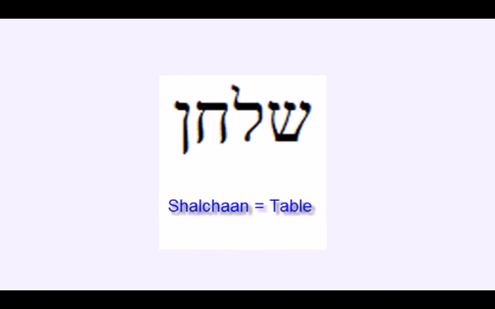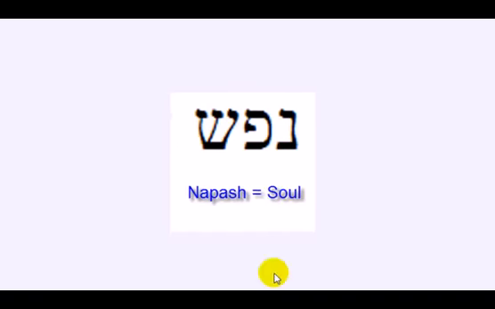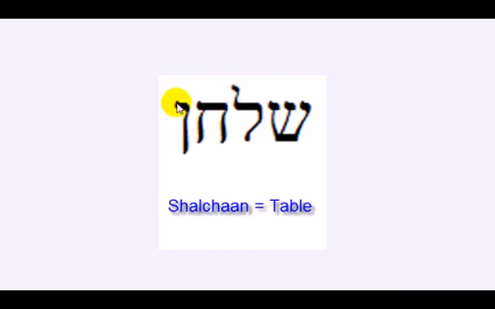But now in the case of shalkhan, which means table, you have the final na. Notice back here you had the na at the beginning of the word, so that's why you would use this regular one. Same way if it was in the middle, you would also use the regular na. But when the na is at the end of a word, you would use the final na. So once again, that's shalkhan, which is table.